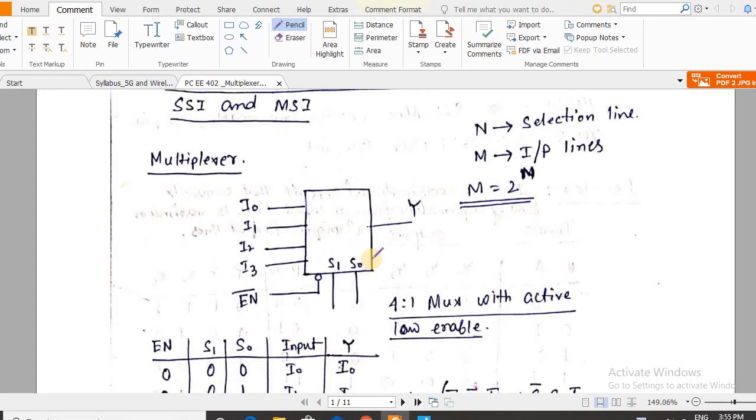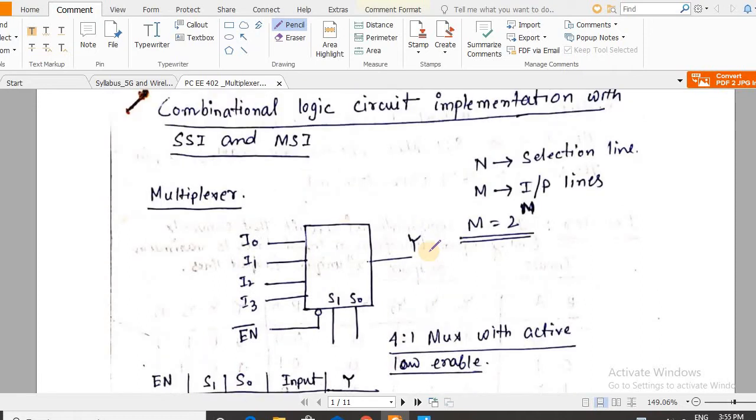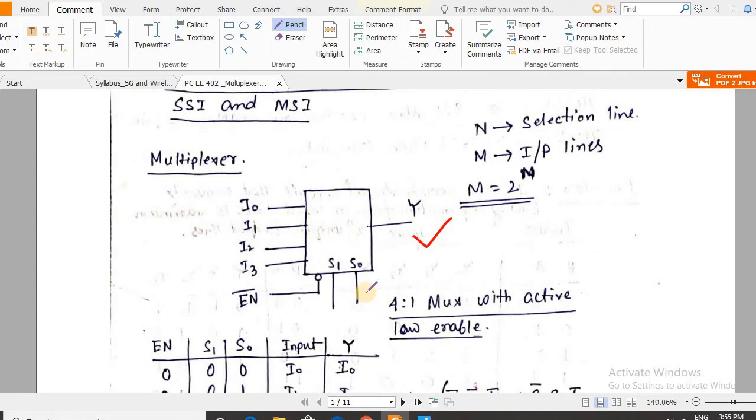Now what is the definition of a multiplexer? A multiplexer has n selection lines, 2 to the power n input lines, and 1 output line. So n selection lines means these are the selection lines. Here n is 2, and 2 to the power n input lines, so 2 to the power 2 means it is 4. So 4 input lines, and we have 1 output line. So this is basically the architecture of a multiplexer.